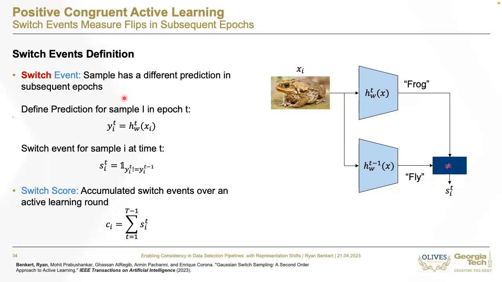If you want to formalize it, you have a prediction of a neural network, which you define as y, and it's basically a binary variable that reduces to 1 if they're the same, or 0 if they're not the same. That's the idea behind it. Then you can use the switch score that you see at the bottom here. If we measure these in epochs, across the entire training run, you can essentially imagine you just sum up all of the switch events that happen for a given sample across the entire training run.